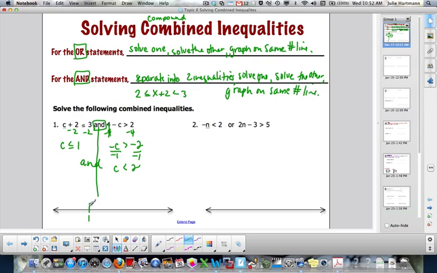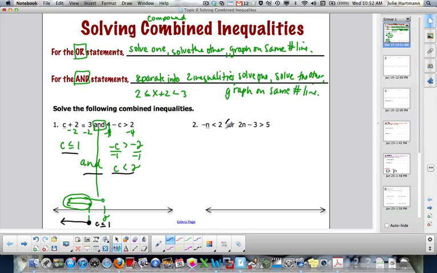So here's 1, less than or equal to, here's 2, less than, and and is just shaded for both. So I just want this piece, so I'm going to go from here down. Okay, and my answer essentially is c is less than or equal to 1. But that's fine if you write that.